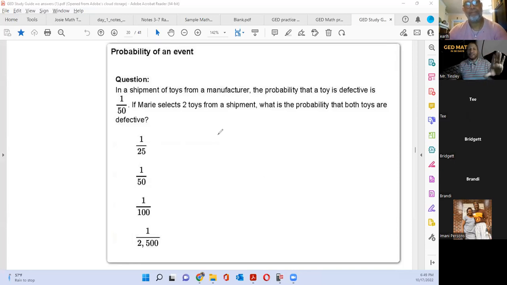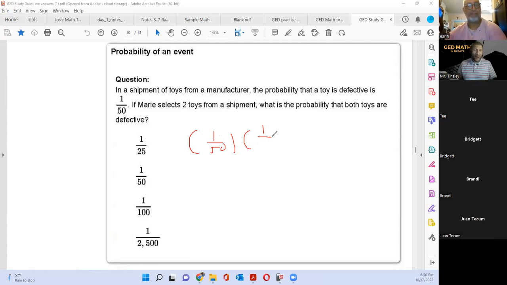2 out of 50? No, or 2 out of 100? 1 over 50. Listen, identify what's given. You don't have to guess. They tell you. What is the probability of choosing a toy that's defective? One out of 50. The second toy, what's the probability of choosing the toy that's defective? 1 out of 25. Why you say 25? What happened to you? You just took 25? Why you say 25? Because it was two toys and it's only 50 toys.